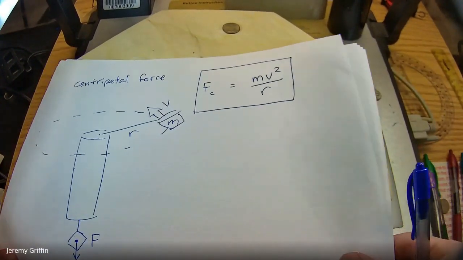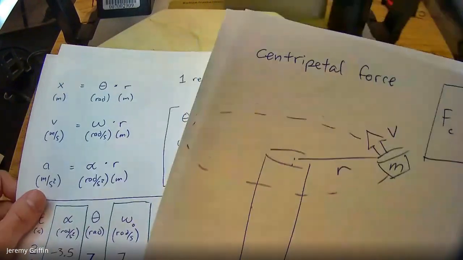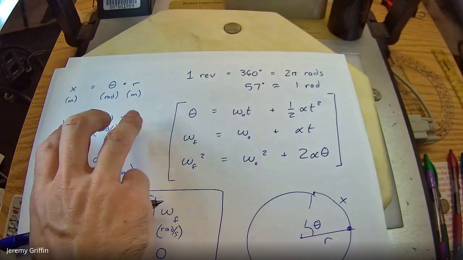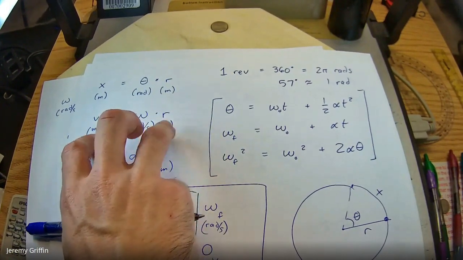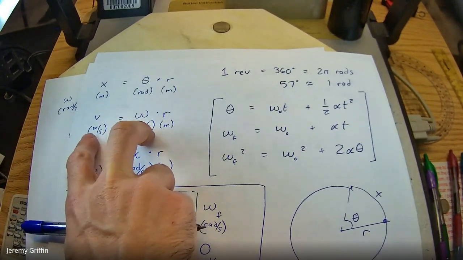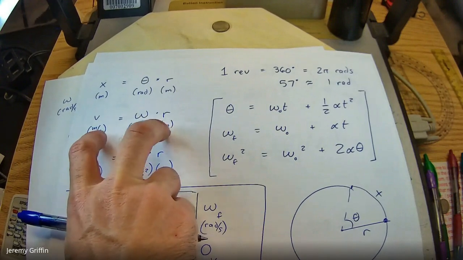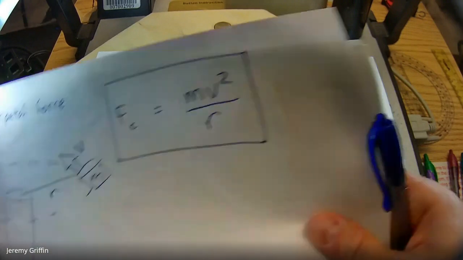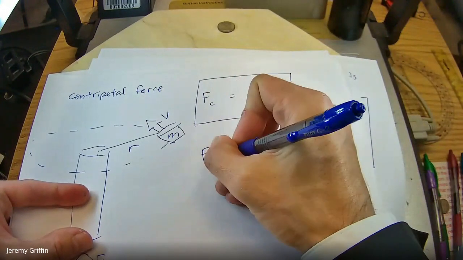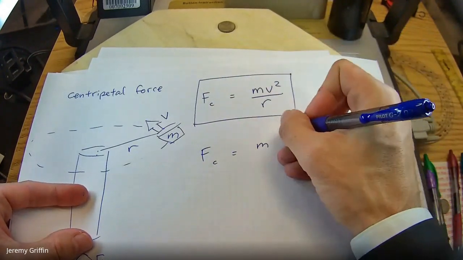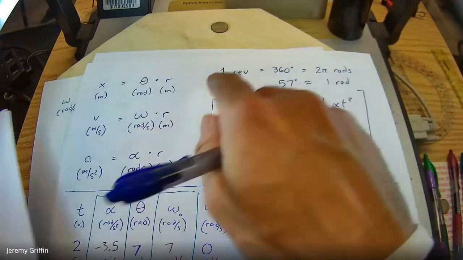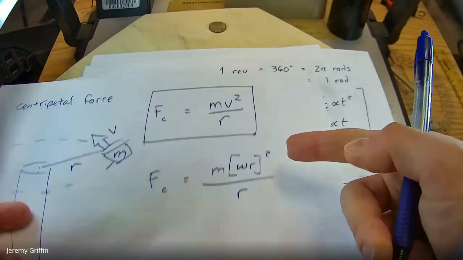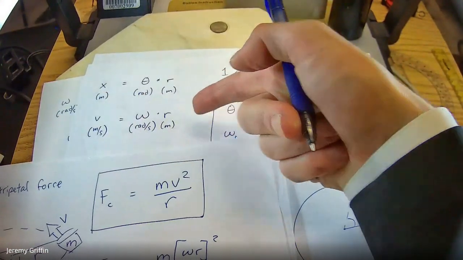How about this? Back near the beginning of class, remember how to convert between linear velocity and angular velocity? You either multiply or divide by radius, depending on which way you're going. Can we substitute that in there? Centripetal force is equal to m times, not v, but omega times r, squared, divided by r. I just did a little substitution.